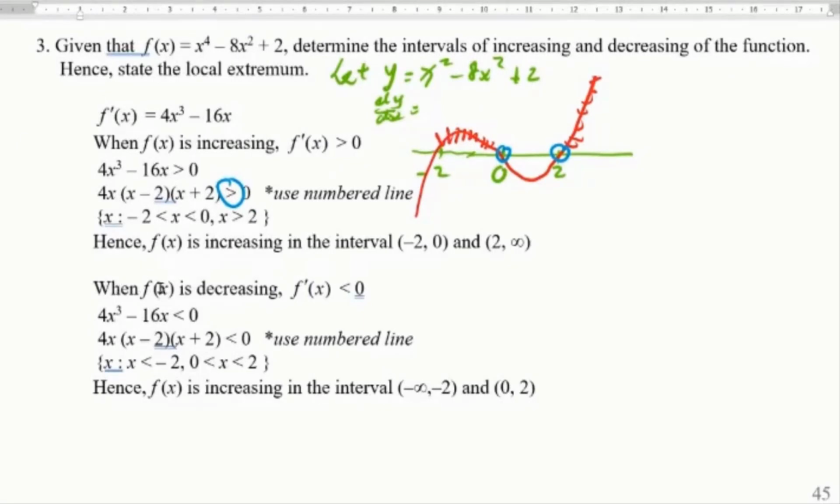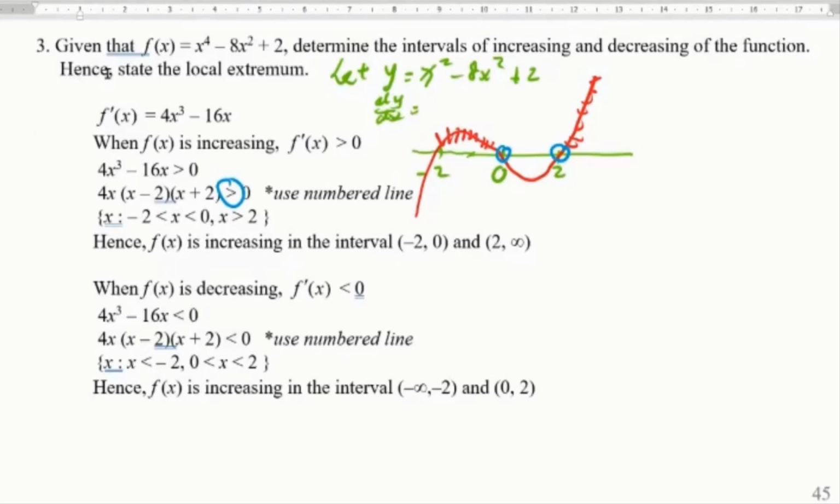So same thing: when f(x) is decreasing, f prime is less than 0, then you repeat. Again, you use this one, then you get x less than -2, x less than negative 1/2... x is from 0 to 2. Then you get this set notation, then finally answer the question. Okay, then you have answered the first part.